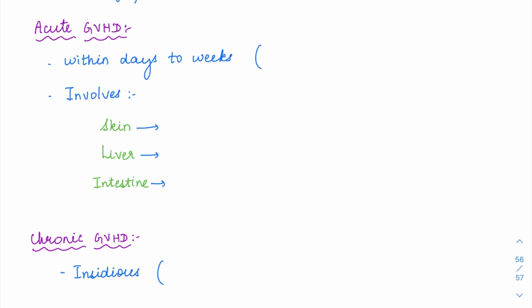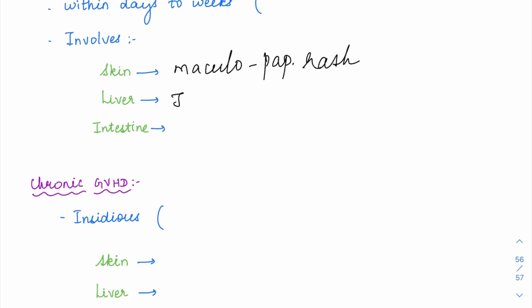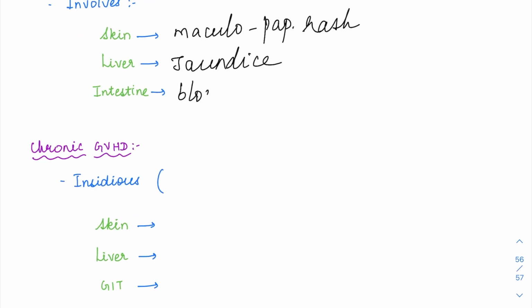Acute usually happens within days to weeks only. Here it is going to involve the skin, liver and intestine. In the skin, they are going to have a maculopapular rash. In the liver, they are going to present with jaundice. And in the intestine, they are going to present with bloody diarrhea. So these are the features of acute GVHD.